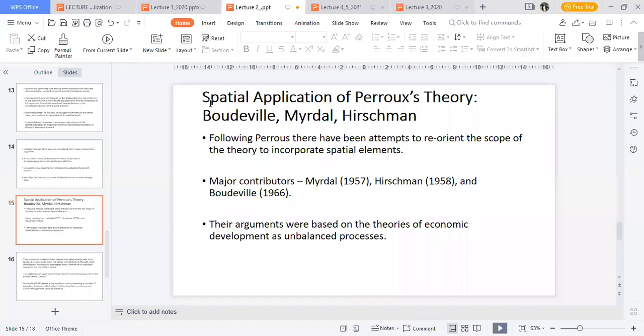A special application of Perroux's theory is the growth pole theory. Let's quickly bash through this, and we go. I have to go to other theories too.